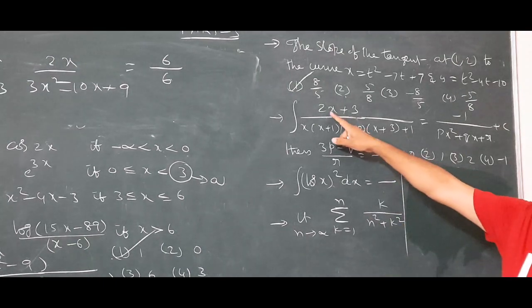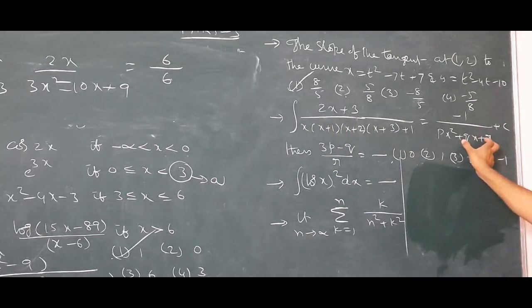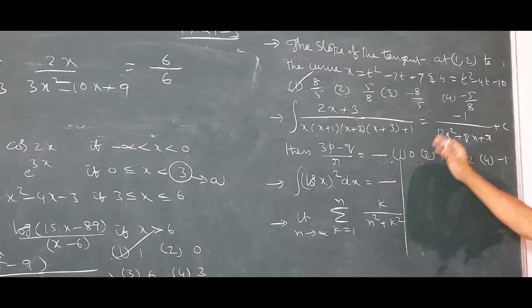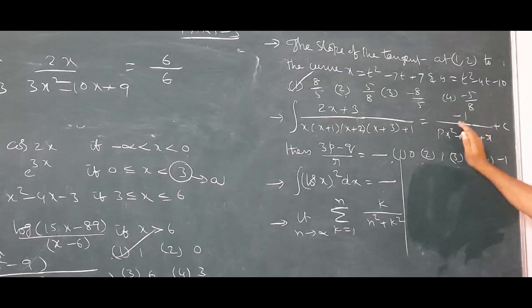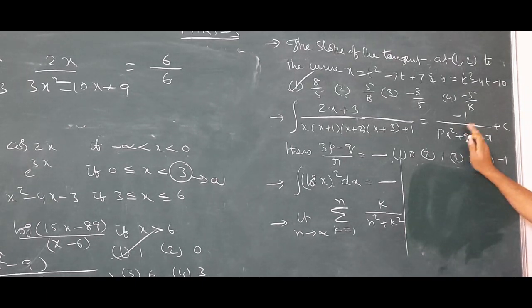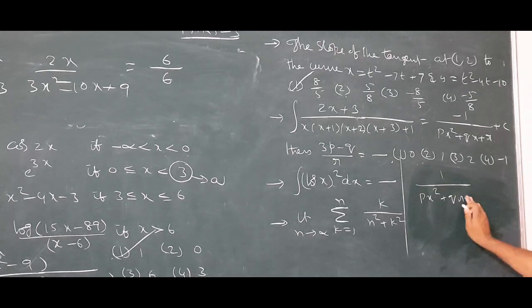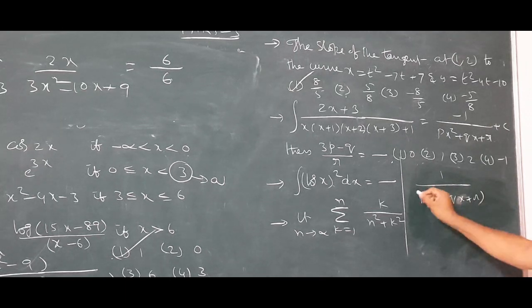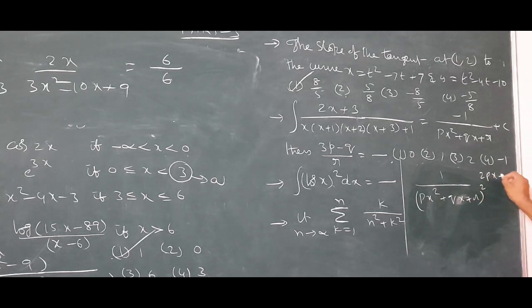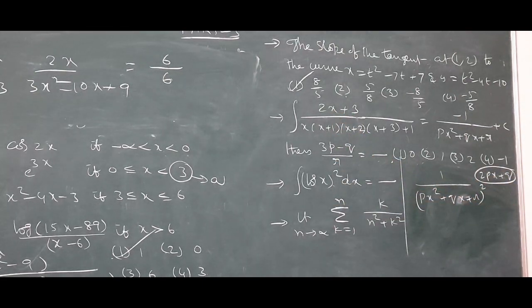If you differentiate, what happened? (2x + 3)/(...), no integration here. Whenever you differentiate the RHS, that is the derivative of 1/f(x), which is -1/(f(x))². That means 1/(px² + qx + r)² into (2px + q). 2px + q equating to 2x + 3. That means 2p = 2 and q = 3. So p = 1, q = 3.